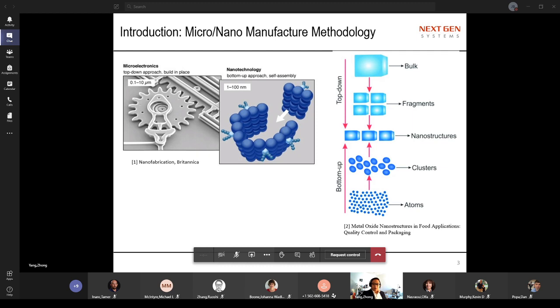For the top-down approach, the best example we can see nowadays is from the semiconductor area. We can fabricate sensors, chips through those clean room processes. The bottom-up we can find normally from some biology processes such as the DNA, RNA, enzyme formations.